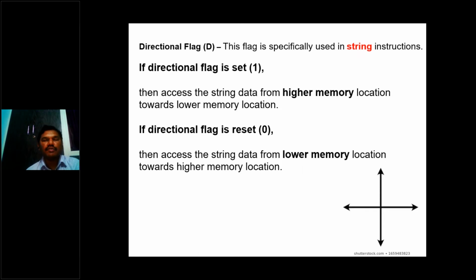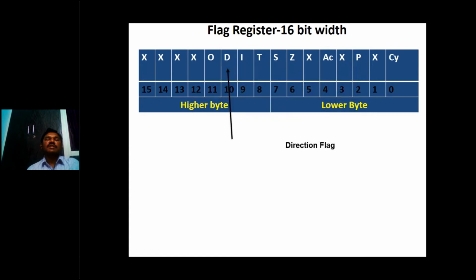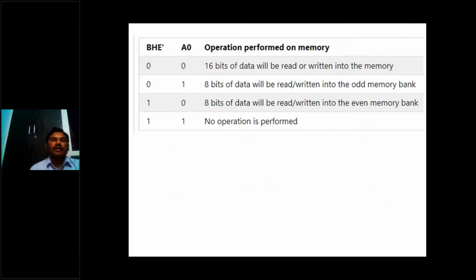So that is what we call the memory organization of 8086. This is the direction flag in the flag register of 8086. D stands for direction flag. This is the hexadecimal notation of that memory organization. Here you can see the operation of BHE bar and A0. Already we have seen that.